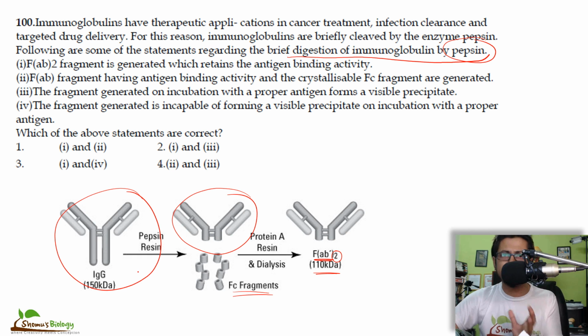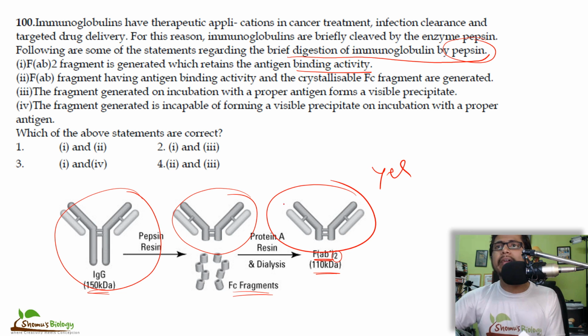Okay, so assuming that IgG is fragmented by pepsin, where IgG has a molecular weight of 150 kD. What we know is that the F(ab')2 fragment is generated, which retains the antigen binding activity. Is it yes or no? Yes, because if the Fab portion is present, this is the place that carries the antigen binding property. This is the place that has the variable region, so this will bind with the antigens.